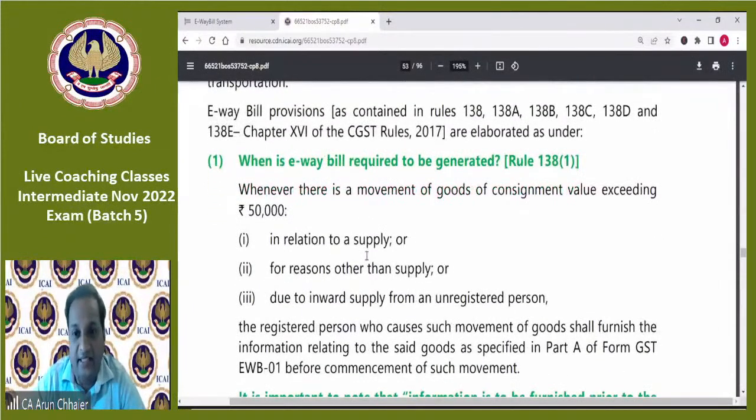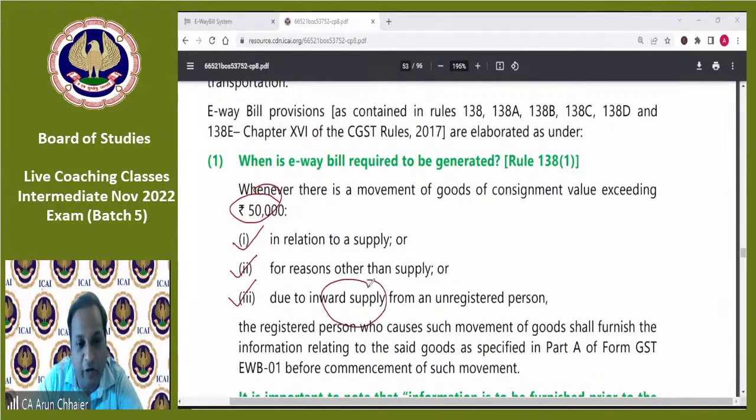Rule 138, we are starting Rule 138. There are a total of 14 sub-rules. We will discuss them one by one in detail. Now the point is when an e-waybill is required. Sub-rule 1 says that when there is movement of goods having a consignment value exceeding 50,000, it can be in relation to a supply, for reasons other than supply, or due to inward supply from an unregistered person.